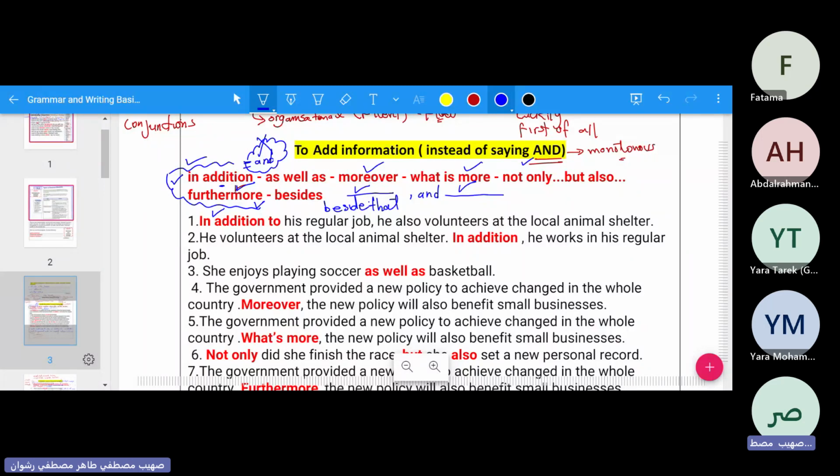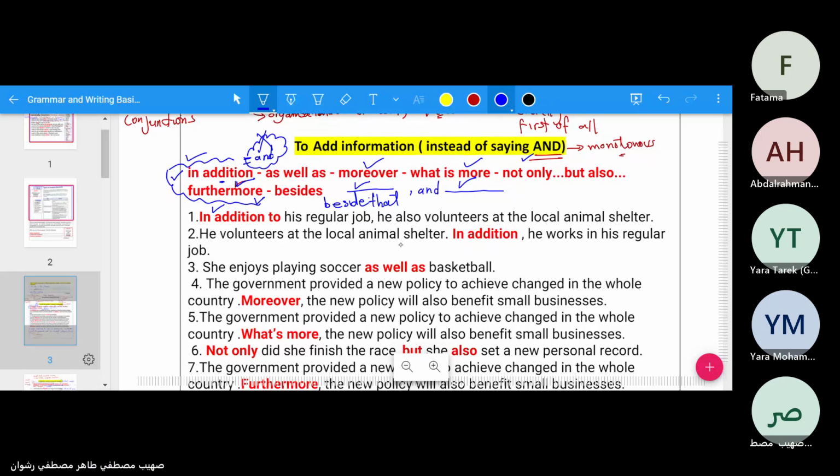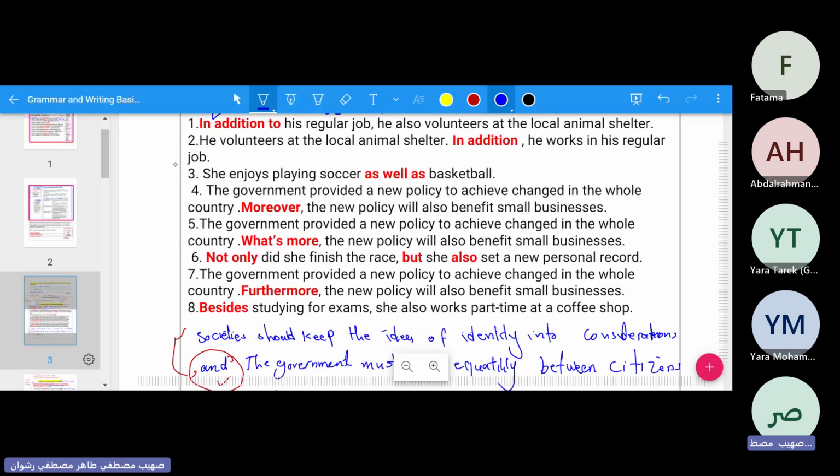Okay, let's read these examples using these same conjunctions as we said. Fatma, read sentence number 2.